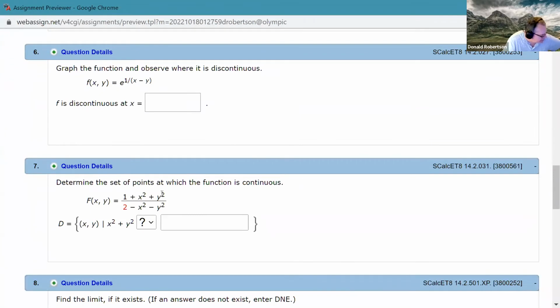Okay. Here is the question. In this particular case, the number is now changed to 2. But basically, as long as x squared plus y squared is not equal to 2, you will be able to evaluate this function, right? As long as the bottom isn't 0, and that will only happen as long as x squared plus y squared is not equal to 2.